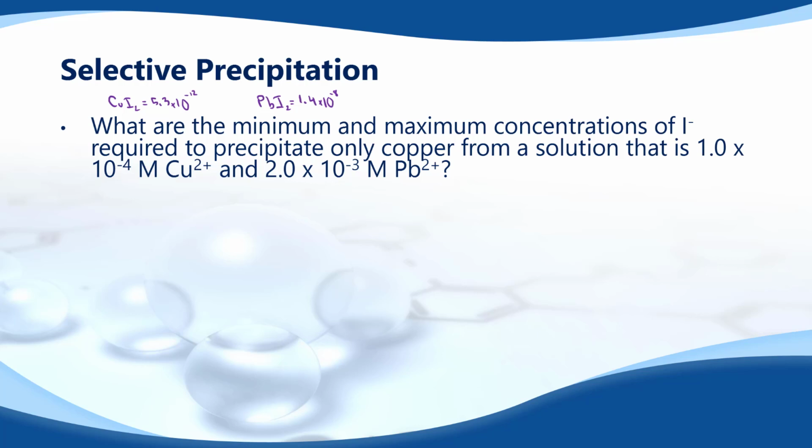All right, so we'll split this up again a little bit. We'll do our copper iodide and our lead iodide. For copper iodide, I'm going to figure out the iodide concentration needed to start the precipitation. So at what point will this substance not be soluble anymore? That will be my lower limit to the concentrations. Lead iodide will give my upper limit, because once I add iodide past this upper limit, I'm going to start precipitating lead iodide as well as copper iodide. And if I'm trying to separate these two metals, I don't want to do that.